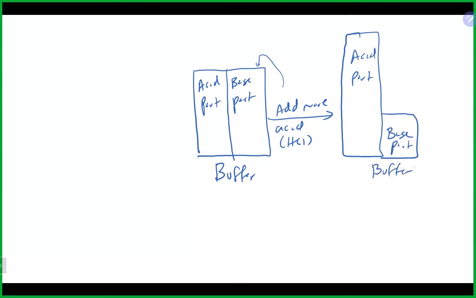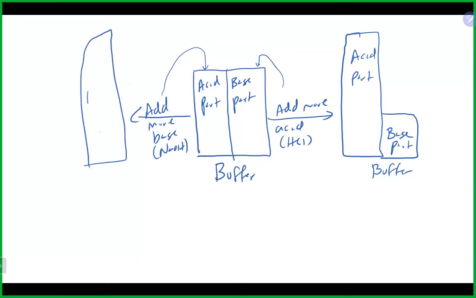And the same thing will happen if you add more base, like sodium hydroxide. It will react with the acid part of the buffer, and it will use up some of that, but it will generate the base part of the buffer and use up some of the acid part. So in a sense, a buffer is almost regenerating half of the buffer every time you add acid or base to it, but it is using up the other.